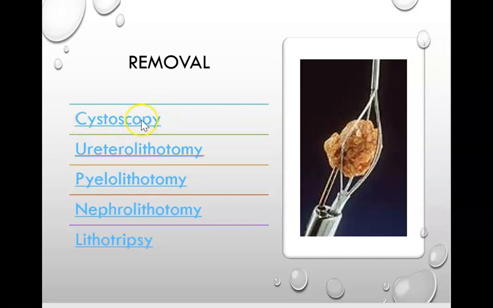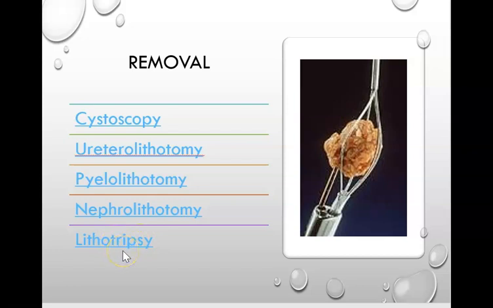They could be doing a cystoscopy, a urolithotomy, pyelolithotomy, nephrolithotomy, and a lithotripsy. This one right here, the last one, the lithotripsy, is extremely rare. They don't typically do this one anymore. I haven't seen it done in years, honestly, but it is in your book, and they do talk about it, so it is in here.